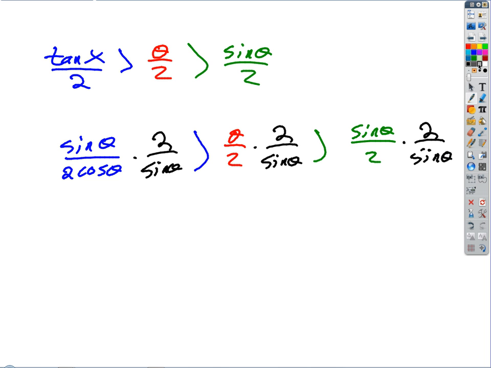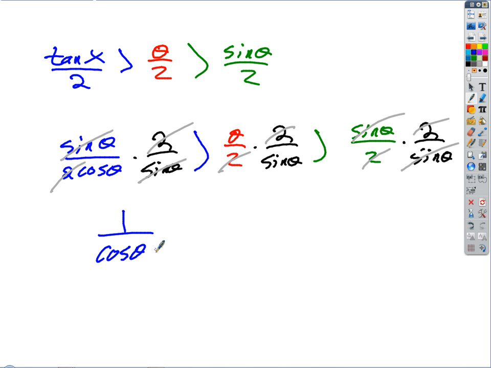watch what happens. Well, I get some cancellation. All right, the sine thetas cancel, the 2's cancel. Here, everything cancels, so I just get a 1. Right here, the 2's cancel. And I end up then with, what am I left with here? All I've got is 1 over cosine theta, sure.